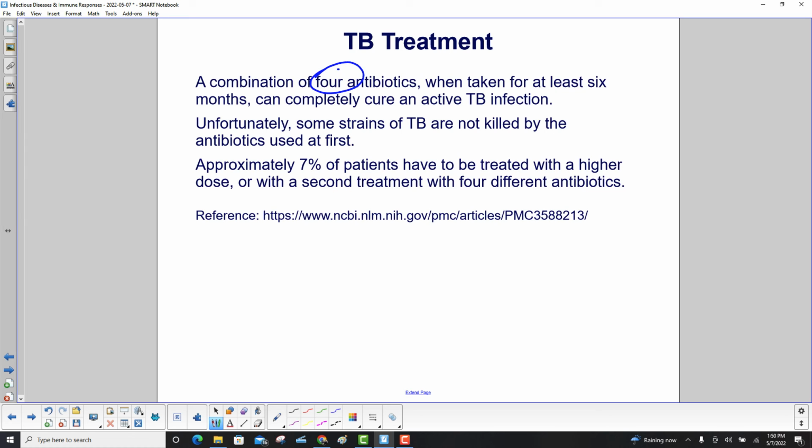Unfortunately, some strains of TB are not killed by the antibiotics used at first. Approximately 7% of patients have to be treated with a higher dose or with a second treatment with 4 different antibiotics. And here's some more information on that if you'd like to check that out on the web.